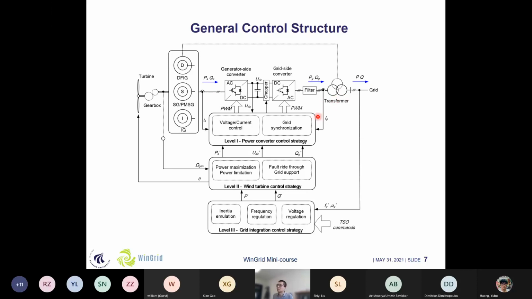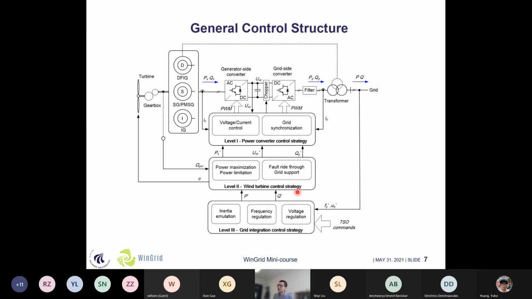And meanwhile, we also need to do some grid synchronization so that the active power or reactive power is synchronized to the power grid. And this is level 1. And in the case of level 2, we call it wind turbine control strategies.